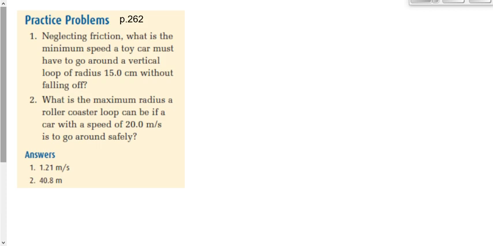Take a look at these two questions, please, on page 262. Number 2, what's the maximum radius of a roller coaster loop to go around safely at a speed of 20 meters per second? This is the same question, right? Except instead of saying, here's the radius, how slow can you go before you fall out, we're saying, here's how fast you're going, how big can you make the radius before you fall out? You're going to solve it in exactly the same way.